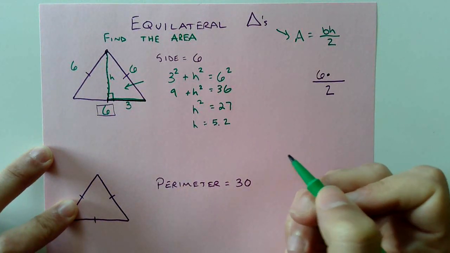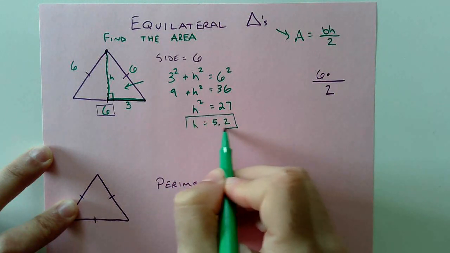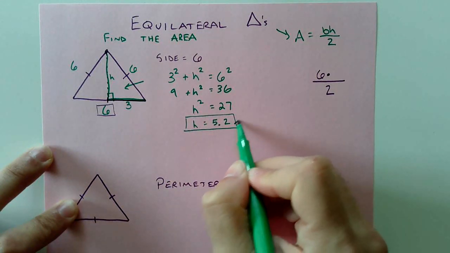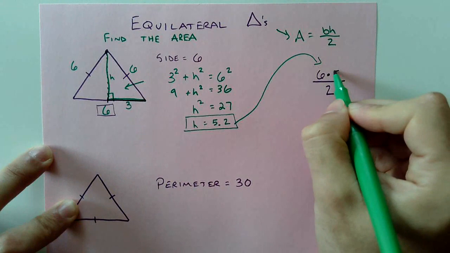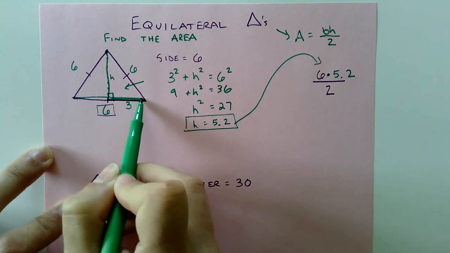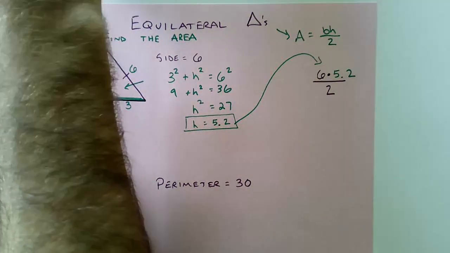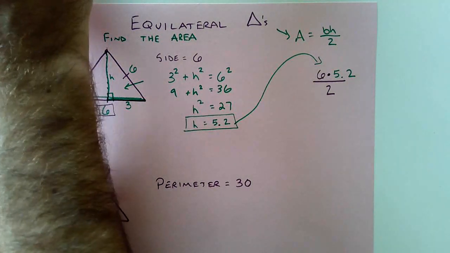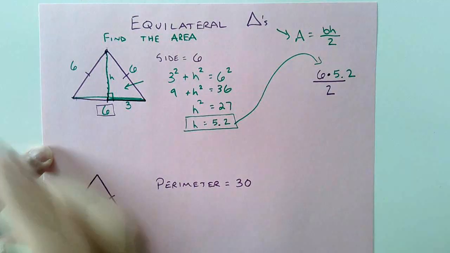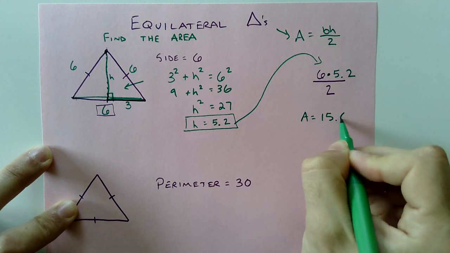We're going to round there, so 5.2. That's my new height. Now that is what's going to go in for h, 5.2. So I have the base 6 times the height 5.2. So 6 times 5.2 divided by 2 is going to give me an area of about 15.6.